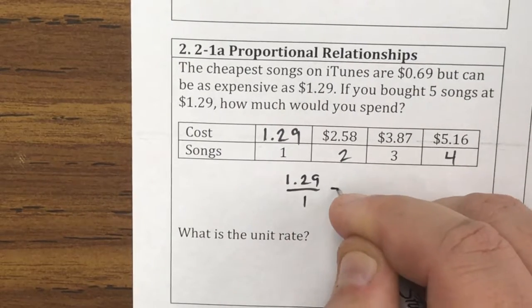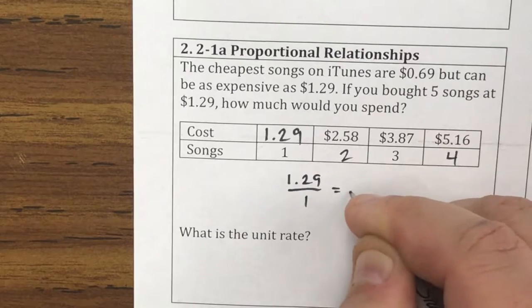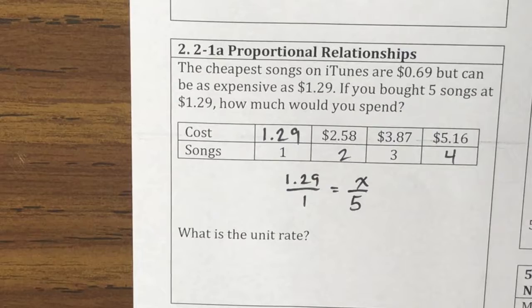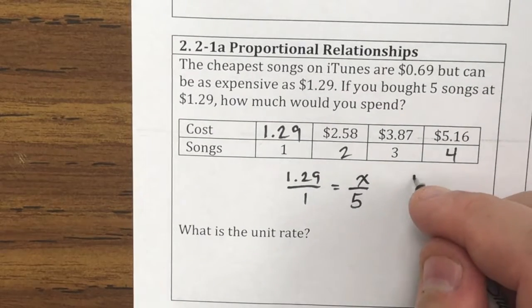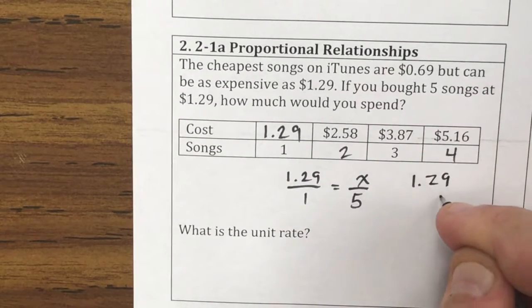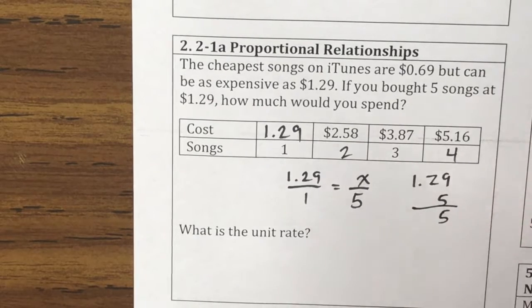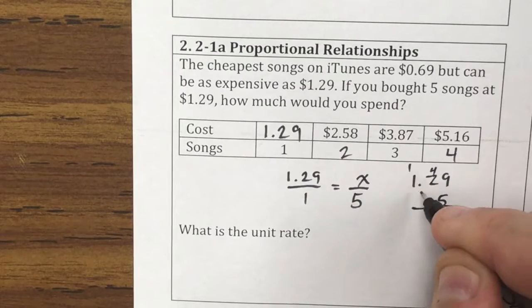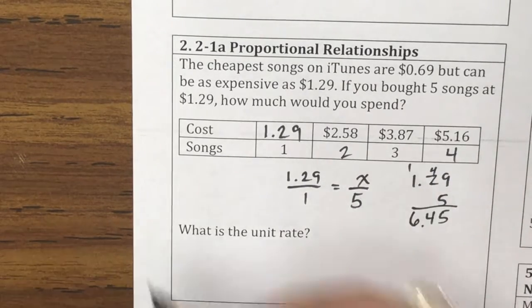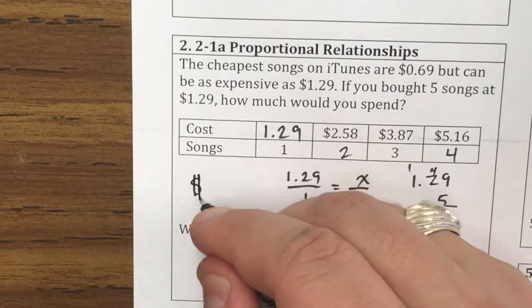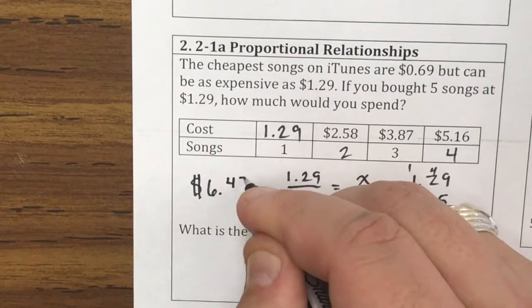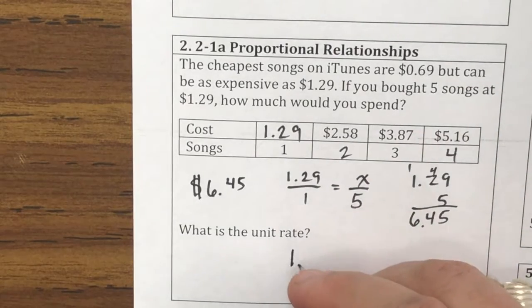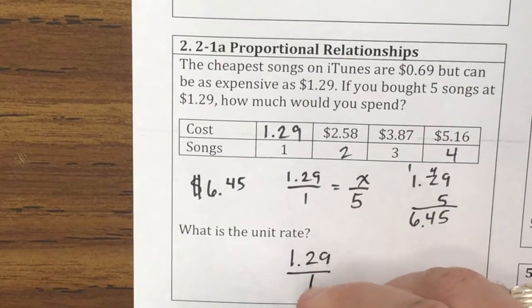129 to 1 is equal to 5 songs at X. Or I could just multiply $1.29 times 5 is 5, 4, 10, 14, carry 1, 5, 6.45. So 5 songs is 6.45. What's the unit rate? The unit rate is $1.29 to 1.